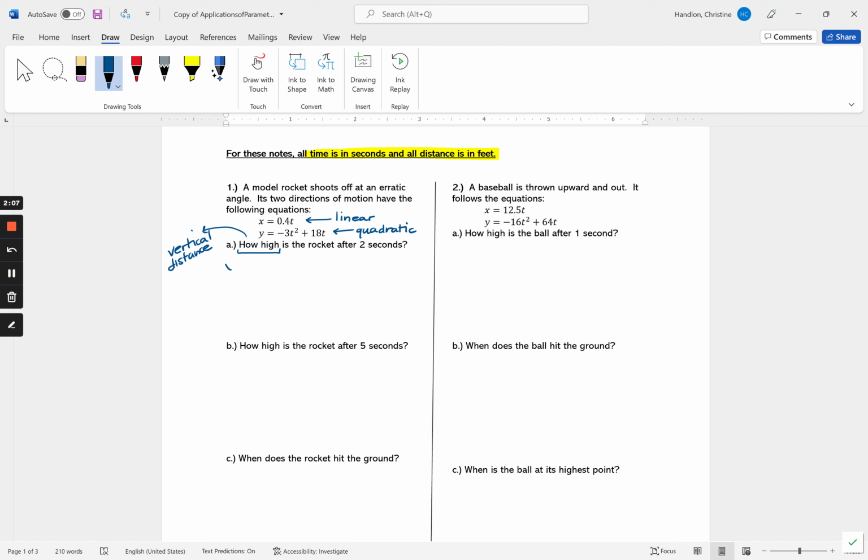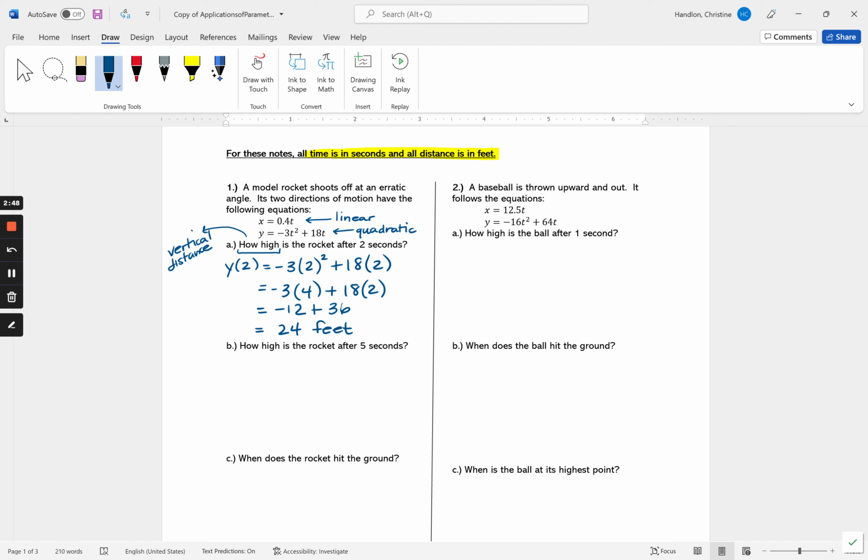So y when t is 2, so y of 2 would be rewritten with the t value being substituted with a 2 every single time. We apply order of operations, which tells us that we will raise 2 to the second power first. And then we will do our multiplication and combine our like terms. So after 2 seconds, the rocket would be 24 feet high.